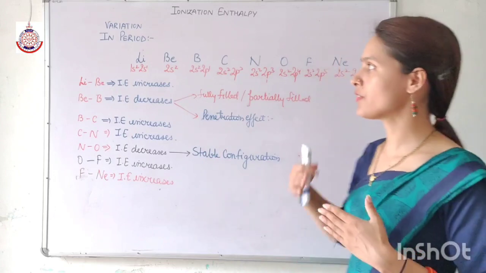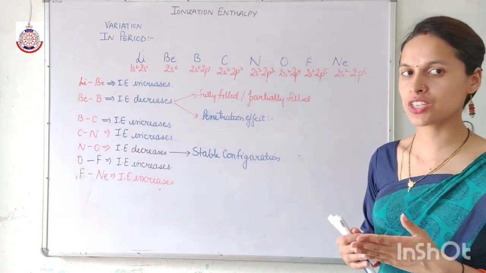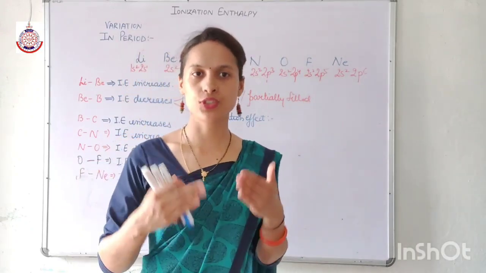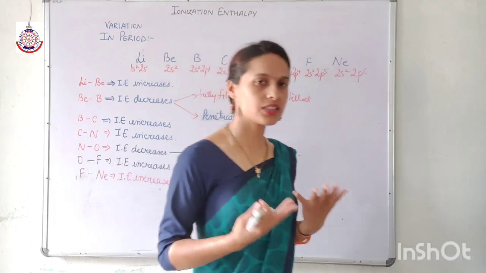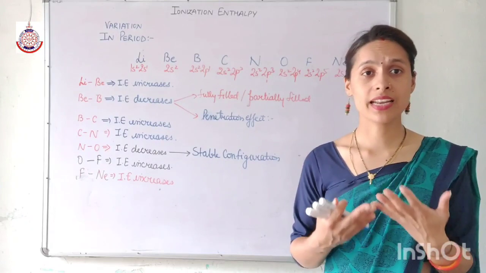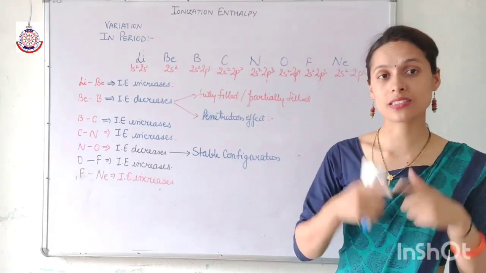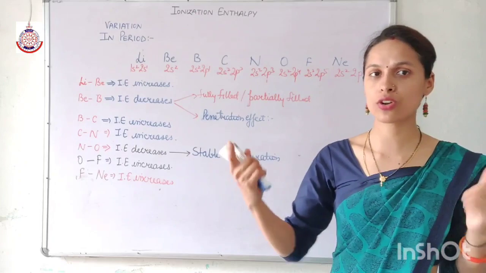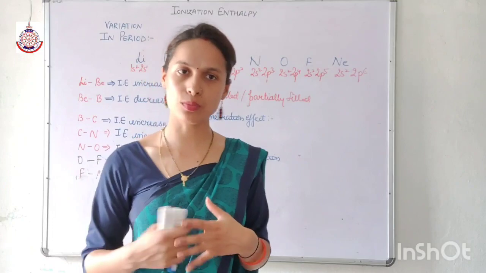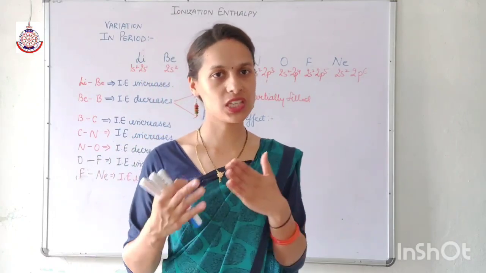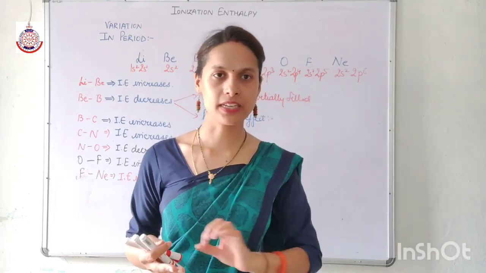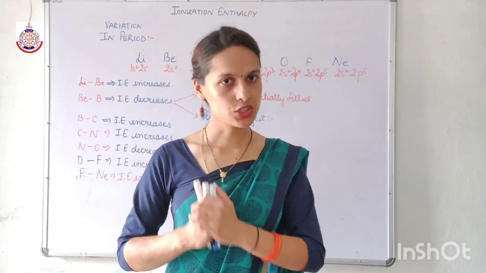And if we talk about the variation in a group, it is simple. On moving down the group, what happens? Shells increase. Due to the increase in the shells, the distance from the nucleus to the valence electron increases, as a result of which it becomes easy for us to remove the electron from the outermost shell, as a result of which ionization enthalpy decreases. So on moving down the group, ionization enthalpy decreases due to the increase in the number of shells.